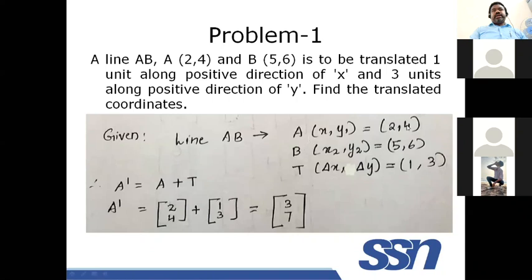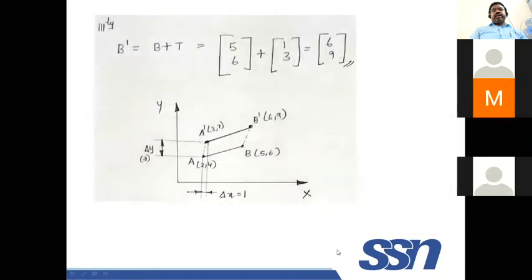So initial point A is given 2, 4, B is 5, 6, T is 1, 3. Okay, the A point is translated 1 unit in x, 3 units in y. Therefore add these two values with this coordinate, you will get 3, 7. Next, the second point B prime is equal to B plus T. Coordinate of B is known, 5, 6, and it is translated 1 unit in x direction, 3 units in y direction. Add it together, you will be getting the coordinate of the new point. Diagrammatically it is given here.